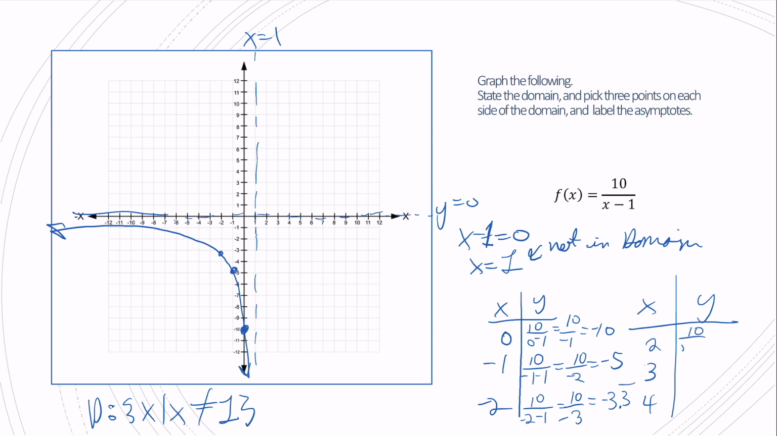If I have 10 over 2 minus 1, that becomes 10 over 1, which is 10. If I have 10 over 3 minus 1, that becomes 10 over 2, which is 5. If I have 10 over 4 minus 1, that becomes 10 over 3, which becomes a positive 3.3. Again, notice this kind of symmetry. So when x is 2, y is 10. When x is 3, y is 5. When x is 4, y is 3 1/3. My graph is going to look like this.